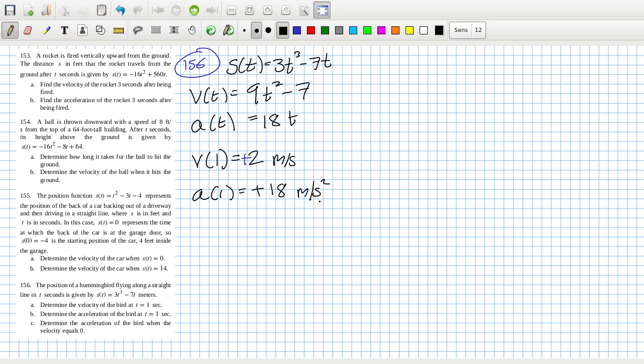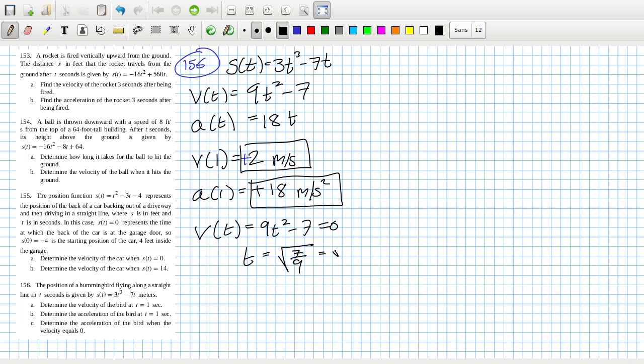Determine the acceleration of the bird when its velocity is 0. So let's answer. Velocity 9t squared minus 7 equals 0. So that means t is root 7 over 9, which is root 7 over 3. So the acceleration would be 18 times root 7 over 3, which is 6 root 7, and it's again meters per second squared.